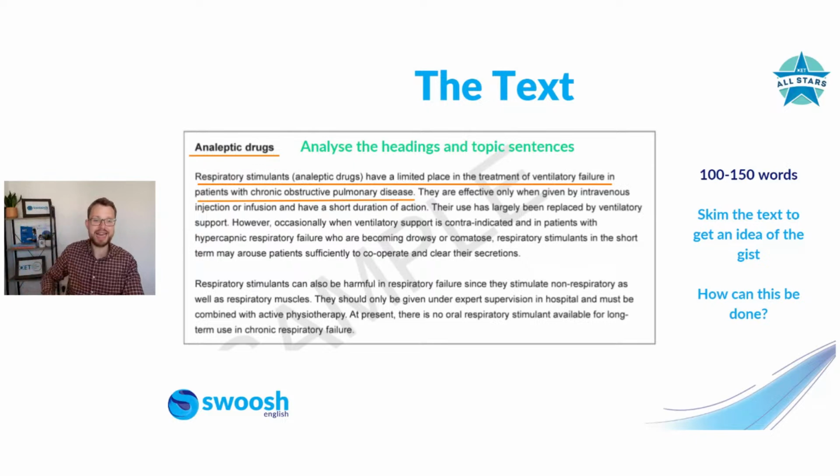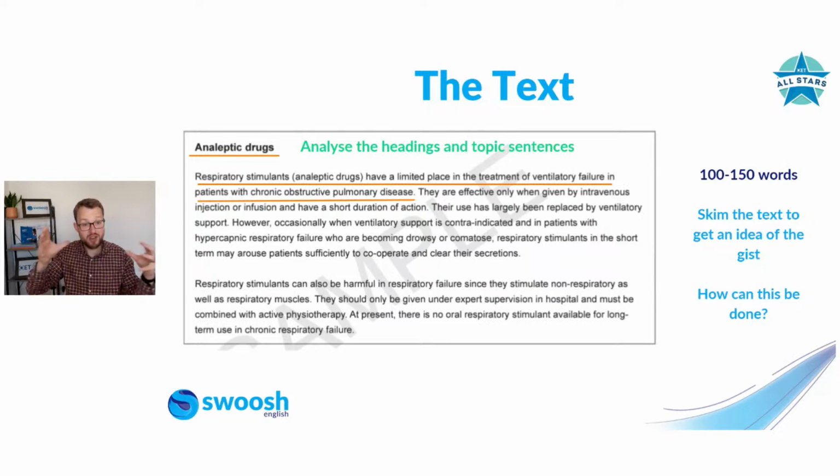In this case, it is analeptic drugs. So we now know what we're reading about. We're reading about analeptic drugs in this text. So it helps us understand what we're reading. Then we need to analyze the topic sentences, and they are the first sentence of each paragraph. In this case, it says, respiratory stimulants, analeptic drugs, have a limited place in the treatment of ventilatory failure in patients with chronic obstructive pulmonary disease.